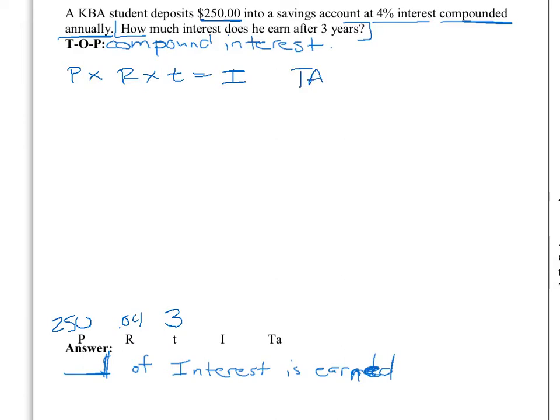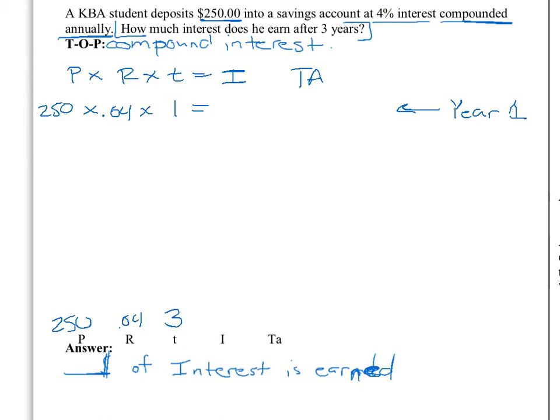And so what we're basically going to be doing is creating a table. Year 1, I'm going to have as one line. Year 1, I started with $250. I earned 4% interest. And we're calculating it year by year. So instead of using my time as 3, since I'm only calculating 1 year at a time, I'm going to put the time as 1.